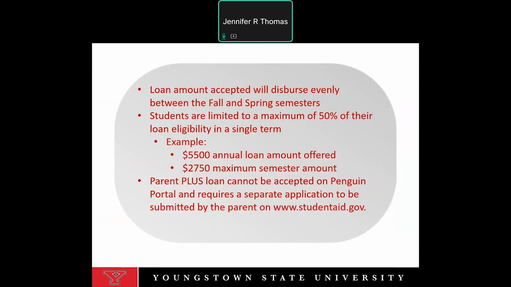The loan amount accepted will disburse evenly between the fall and spring semesters. Students are limited to a maximum of 50% of their loan eligibility in a single term. For example, a student offered $5,500 in student loans for the year can only receive the maximum $2,750 a semester.